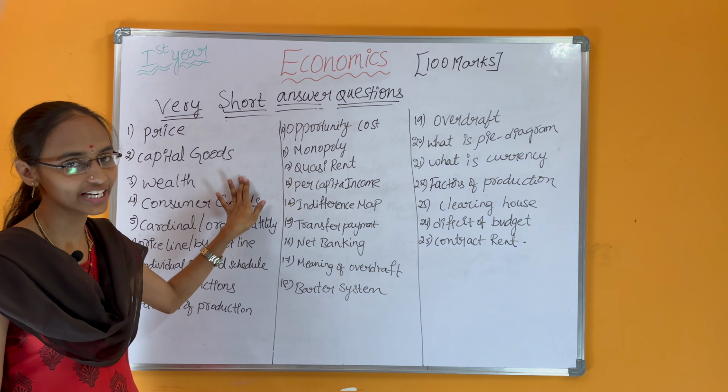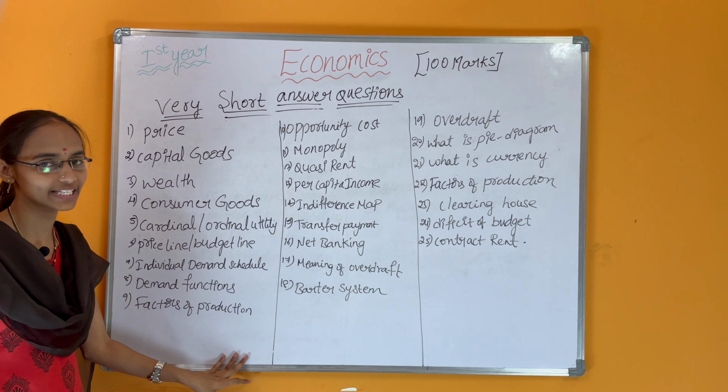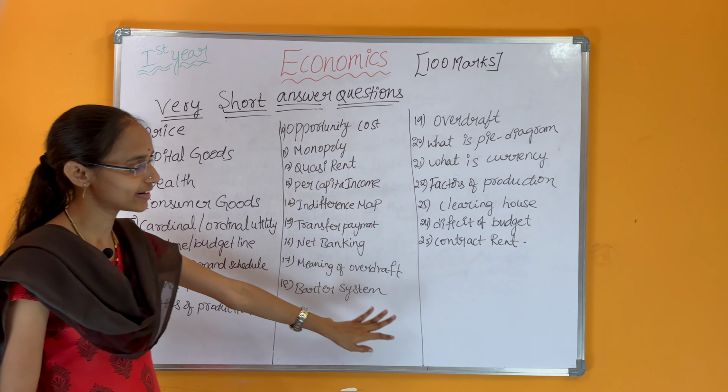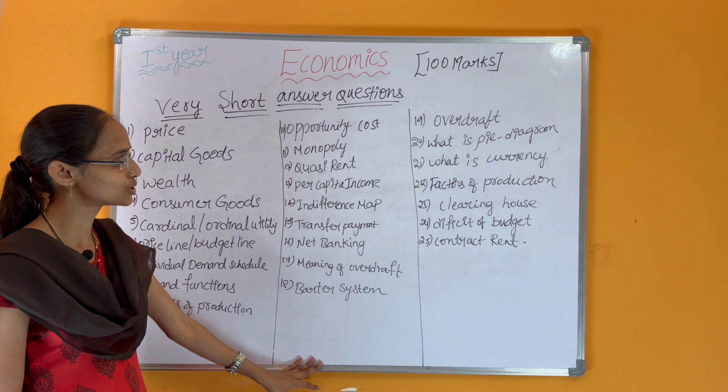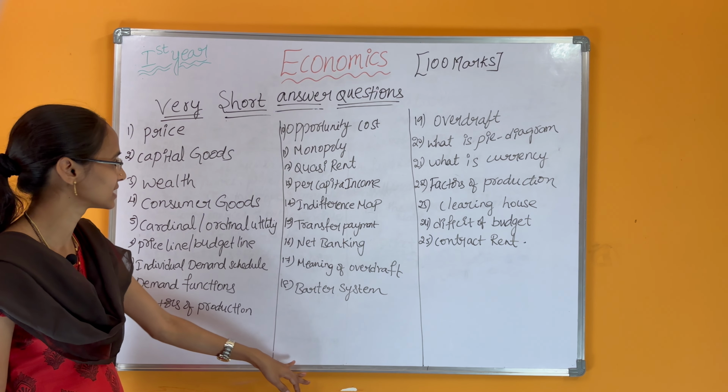These are the very short answer questions. Each question carries 2 marks. A total of 25 questions are there. You have to read them completely, and you will get a good score. Now see what the questions are.